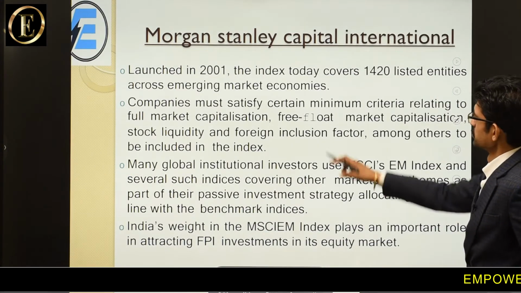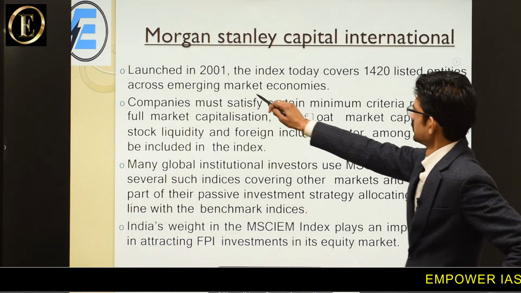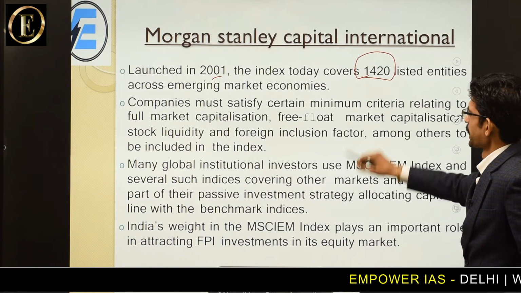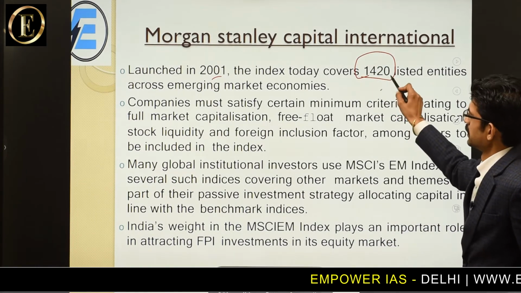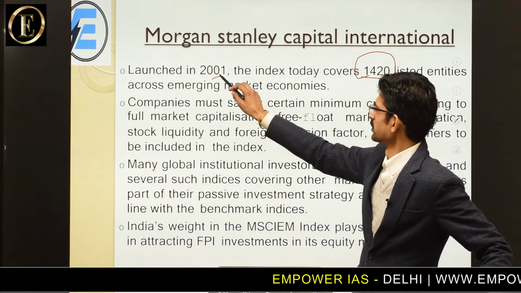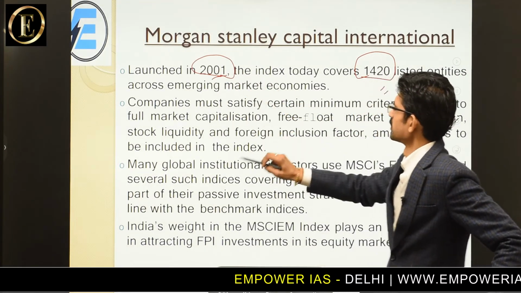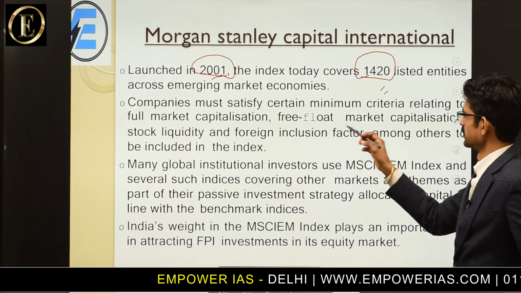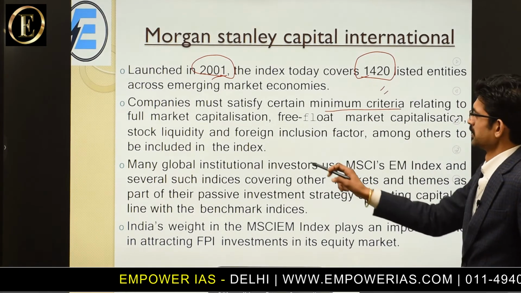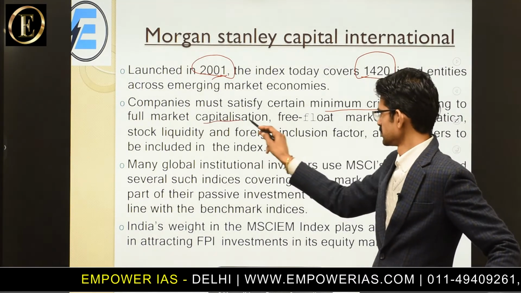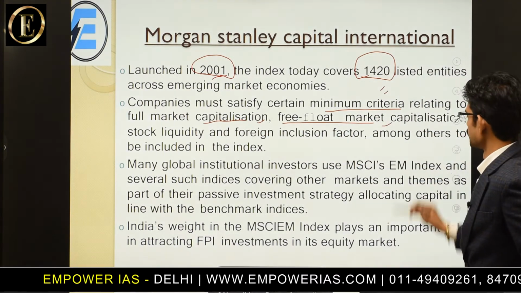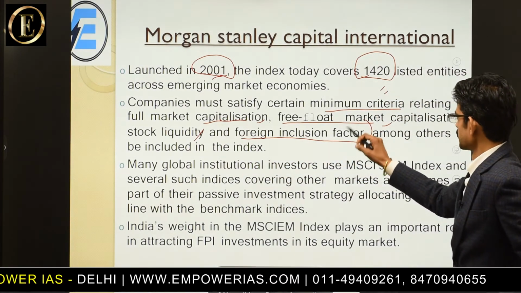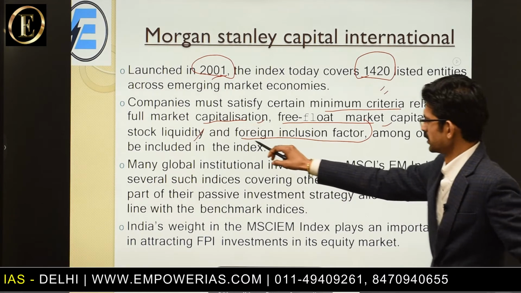Now MSCI was launched in 2001. The index today covers 1420 listed entities. So there are 1420 entities हैं और MSCI 2001 में लॉन्च किया गया था by Morgan Stanley Capital International, and companies must satisfy certain minimum criteria relating to full market capitalization, then free float market capitalization, stock liquidity, and foreign inclusion factor, among others, to be included in the index.